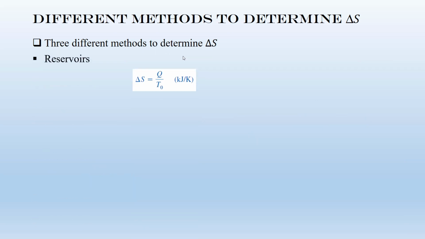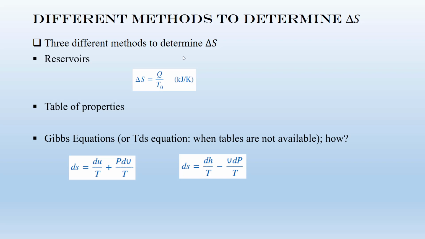So now you know three different methods to calculate the delta S. The first one, for the reservoir, you can write delta S equals Q over T naught. The second one is the table of properties. If you have the table of properties, just use it. Delta S equals m times S2 minus S1. Then the third one is by using the Gibbs equation. How? We will discuss it in the next lecture, how we can use these correlations to calculate the delta S.